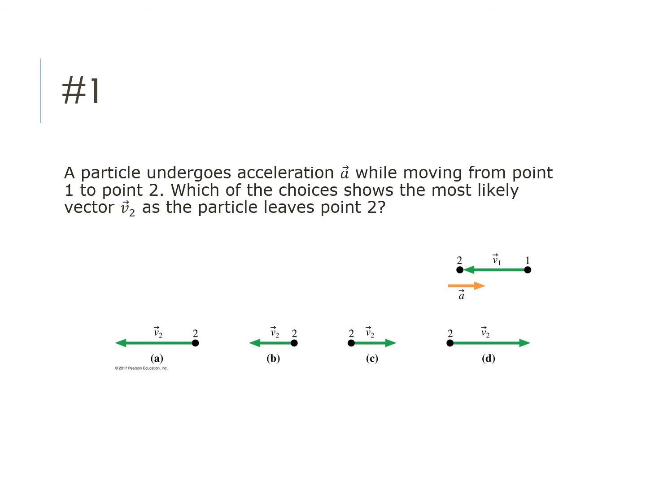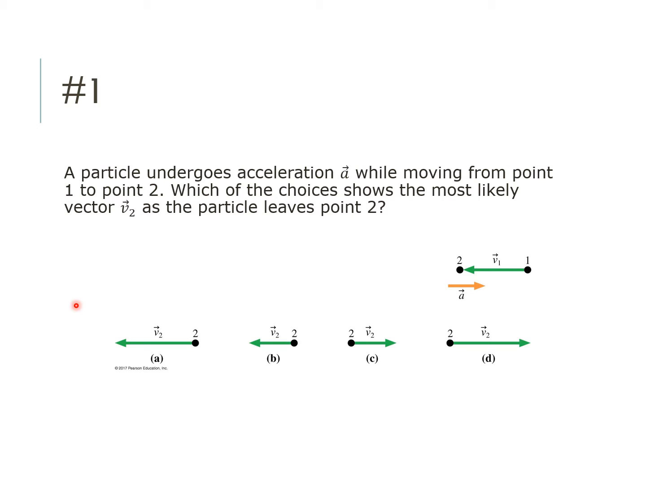So question 1 here, we are given some images related to some velocity vectors. So here we have a particle going through some sort of acceleration from point 1 to point 2. So we want to figure out what the velocity vector looks like after point 2. So what we need to do is think about the direction of motion. For the velocity and the acceleration, they are pointing in opposite directions. So that means that our vector needs to be shorter when we're at point 2.